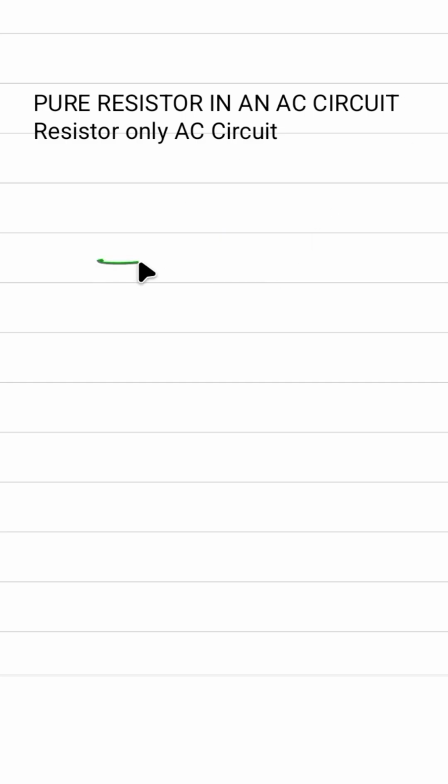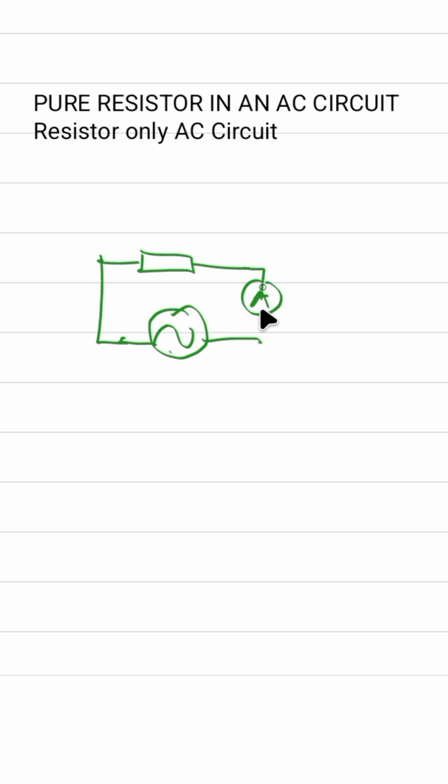So it should look something like this. You have a resistor like this, then connected to an AC source. So you see this symbol, then a circle like this. That is an AC source. The current or voltage is changing. Then you can have something like maybe an ammeter here and so on.